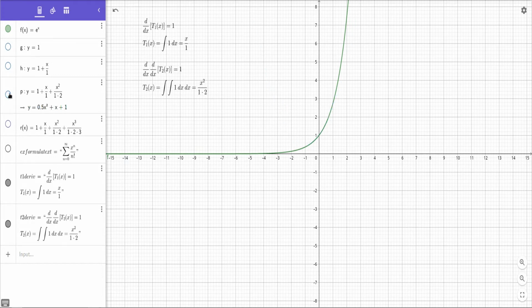Right? So now let's add a third term. And at this point, I'm sure you can tell where this is going. We're going to keep increasing this exponent by 1, and we're going to keep multiplying by the new exponent. So this is what the third polynomial looks like. And you can see right over here that we have x cubed over 1 times 2 times 3.